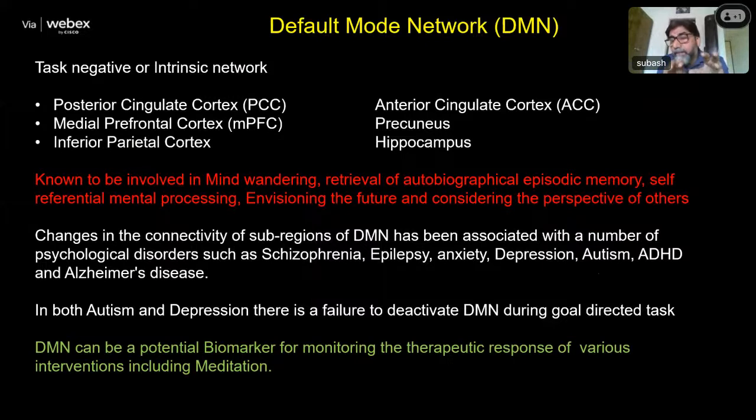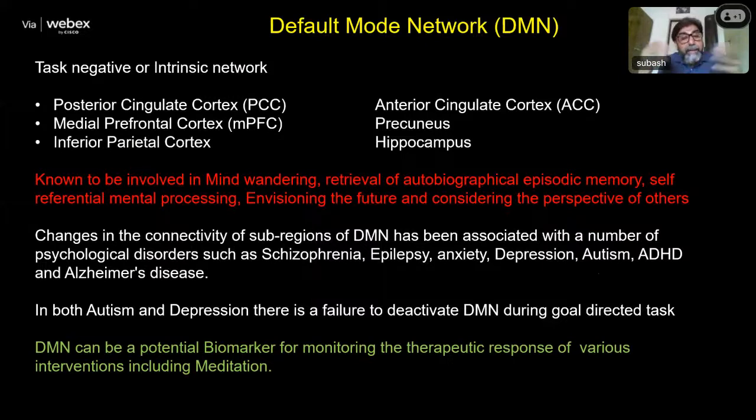So a very, very important network, and we have seen in most of the disease conditions, the default mode network gets affected, and there have been changes. People are seeing changes in the connectivity of subregions of DMN, associated with a number of psychological disorders such as schizophrenia, epilepsy, anxiety, depression, autism, ADHD, and Alzheimer's disease.